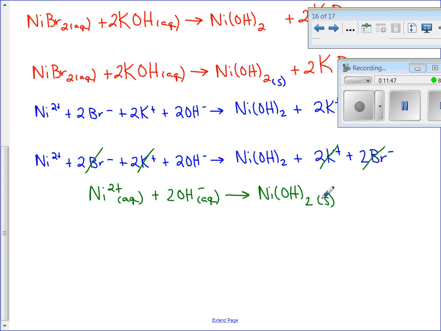Please keep in mind that you have to be charge balanced on each side. So over here on the left, I have a +2 charge and a -2 charge. So overall, that's a net charge of 0. And on the right, of course, I have a net charge of 0. It's okay to have charges in net ionic equations, but the charge must be the same on both sides of the equation. So just keep that in mind.